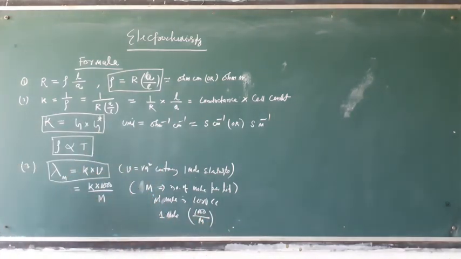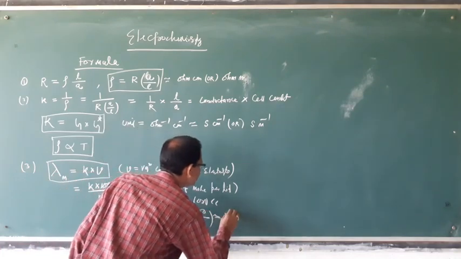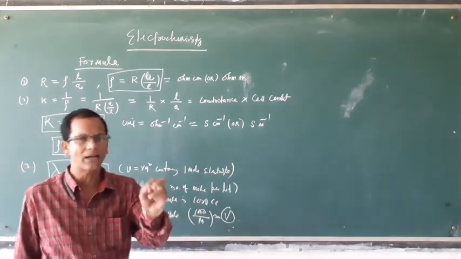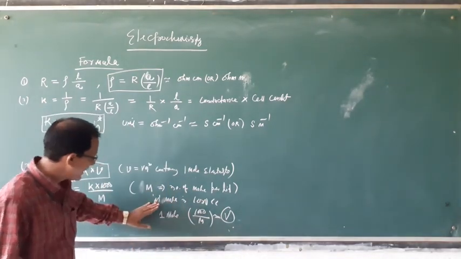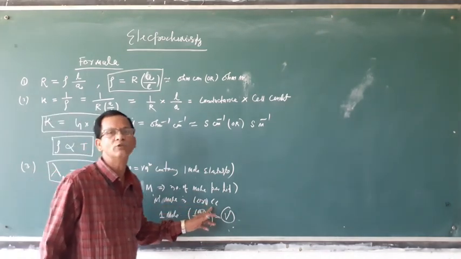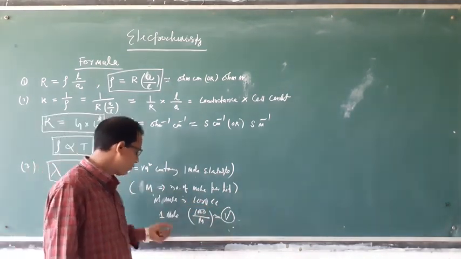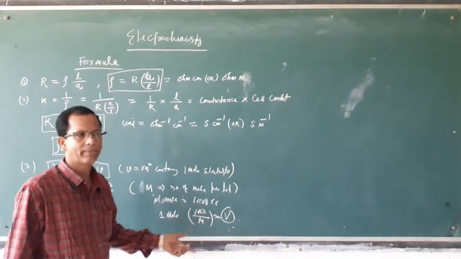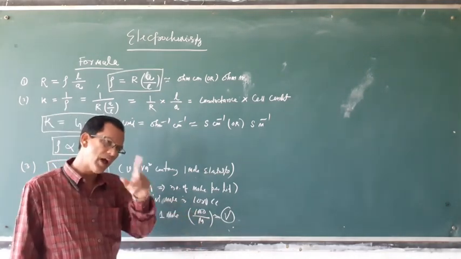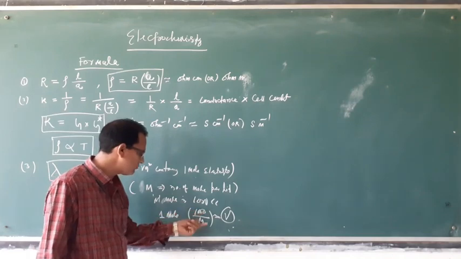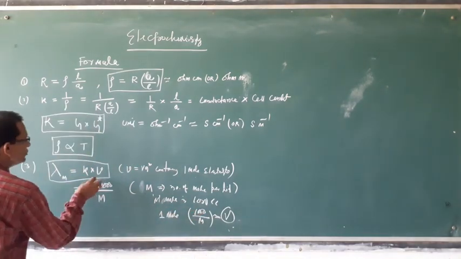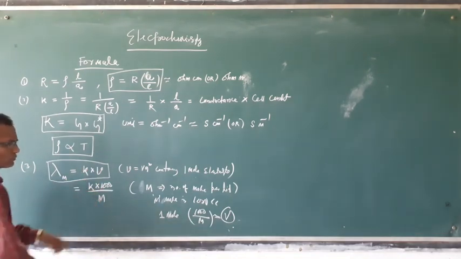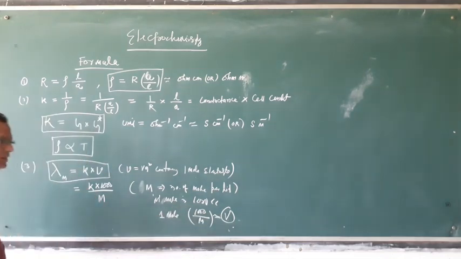What is that? That is V. What is V? V is the volume of solution containing 1 mole of electrolyte. Let M moles of electrolyte be present in 1000 cc. So 1 mole will be present in how much volume? 1000 by M. So in the equation kappa into V, in place of V we can write 1000 by M.